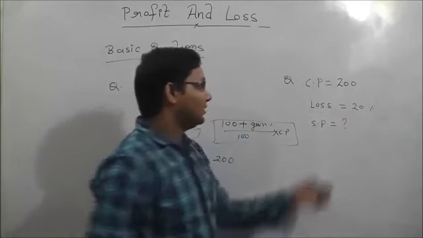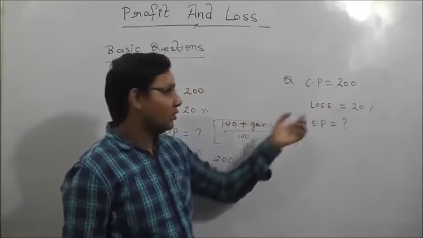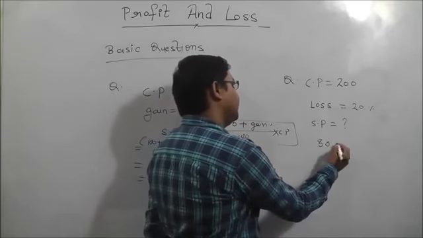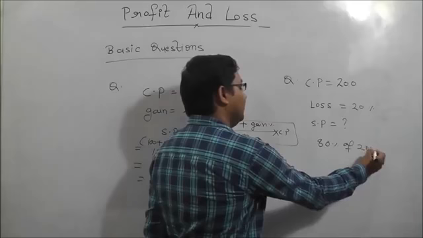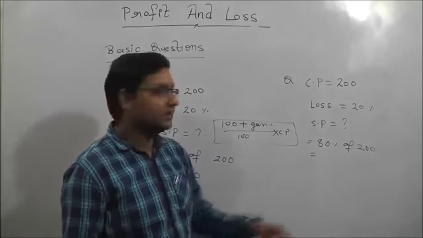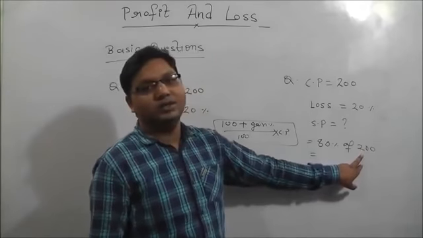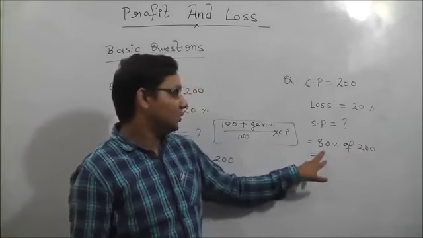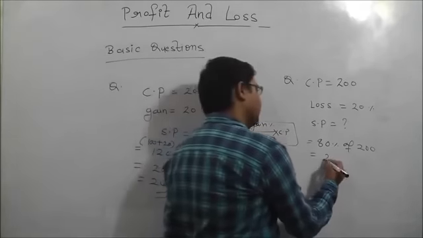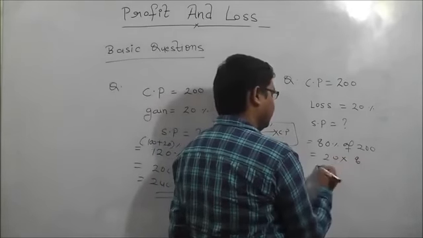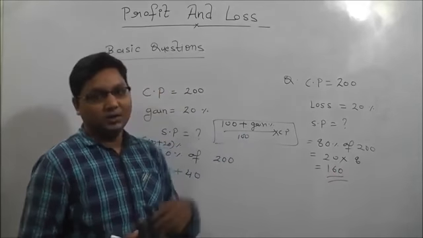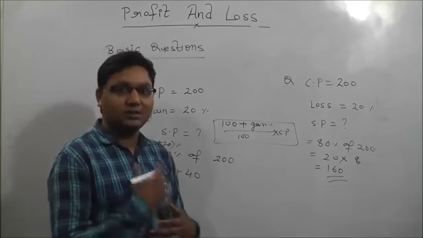So 100% is 200. Okay. Loss is 20%, so selling price will be 80%. So 80% of 200 will be our selling price. 10% is 20. So 80% will be how much? 20 into 8, that is 160. So this will be the selling price. Okay, let's move on to our next question. That is a word problem.